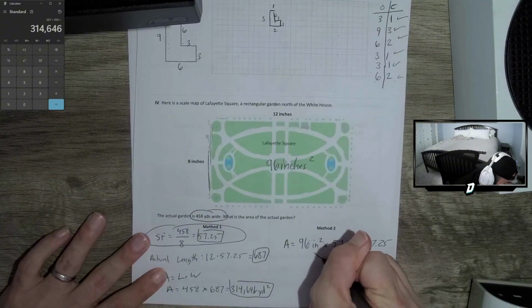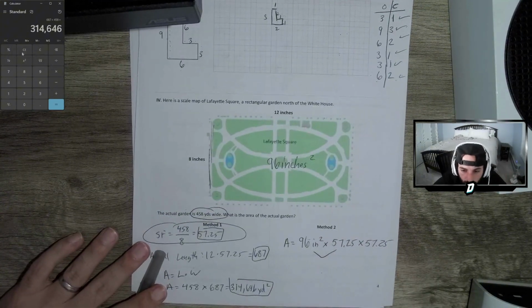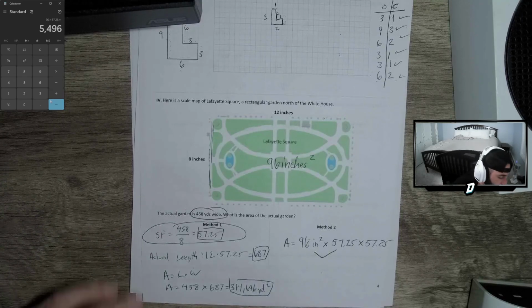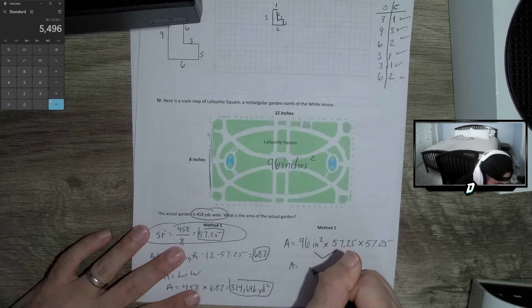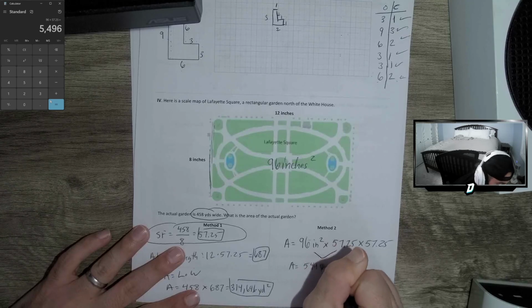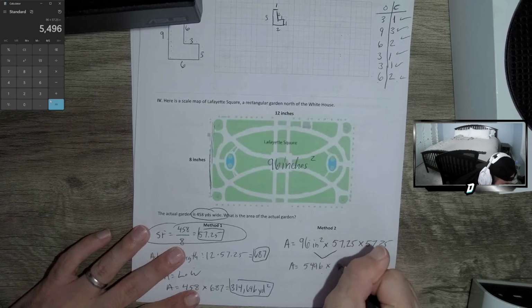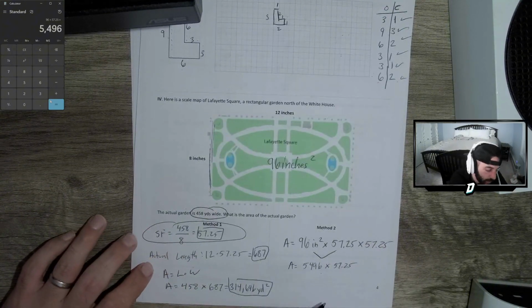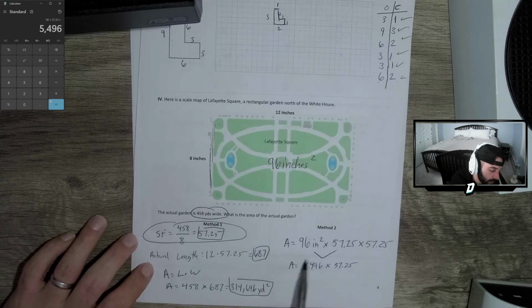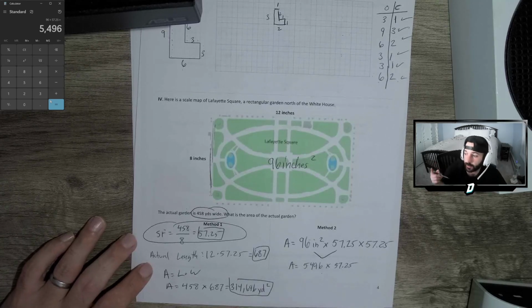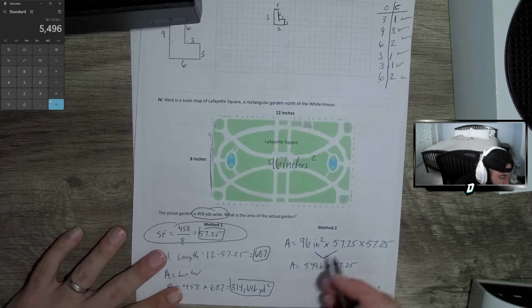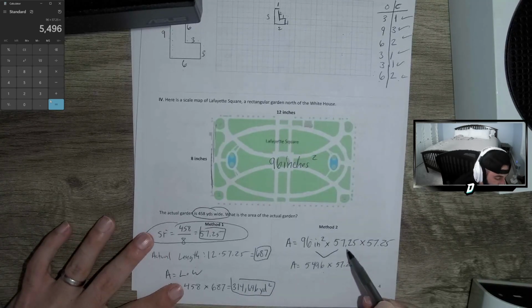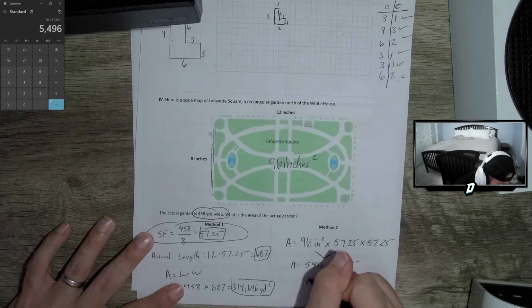So if we were to do this, we would do 96 times our scale factor, and we would get our area is equal to 5,496, and then we'd have to multiply it by our scale factor again. On your test, this question is going to be multiple choice, and they're going to give you one of the answers where you just multiplied the scaled area by the scale factor once. That's there to throw you off. You need to make sure that if you're doing method two, you're multiplying it by the scale factor twice.